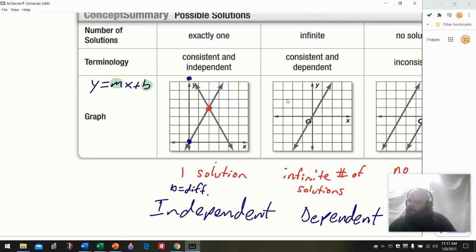Okay, now if I look at my slope, this slope is a positive slope. This slope is a negative slope. So inherently, because one is going up and one is going down, those are also different. So the slope is also different. So you can see when there is one solution, in the equations the m's will be different and the b's will be different.